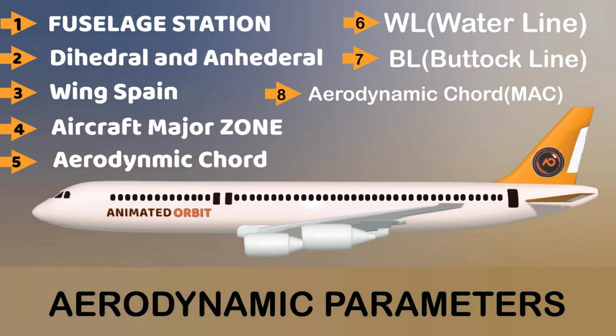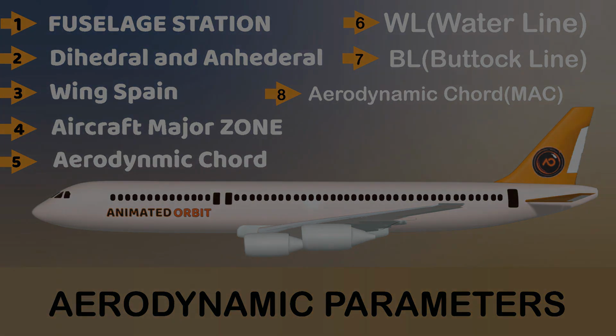In today's video, we'll explore some key elements of aircraft design, including the buttock line, waterline, fuselage station line, chord line, mean aerodynamic chord, Mach, and dihedral angle. Let's dive in.